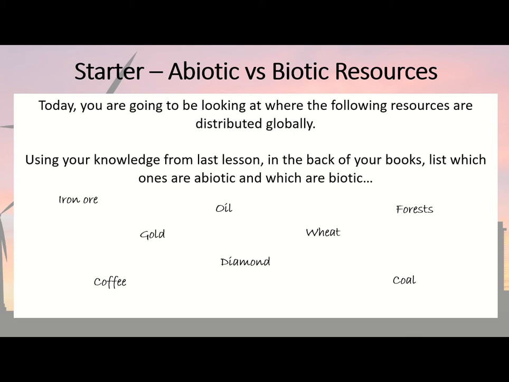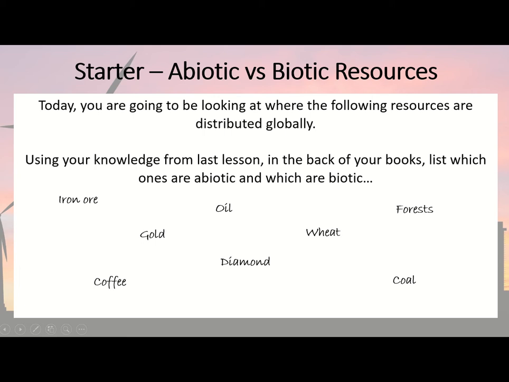Okay, so going through them, iron ore here is an abiotic resource. Gold is also abiotic. Coffee is a biotic resource. Coffee beans grow on trees. Oil is an abiotic resource. Diamonds, also abiotic. Wheat is a biotic resource. It's a plant, it grows in fields. Forests are also a biotic resource. And coal is an abiotic resource.